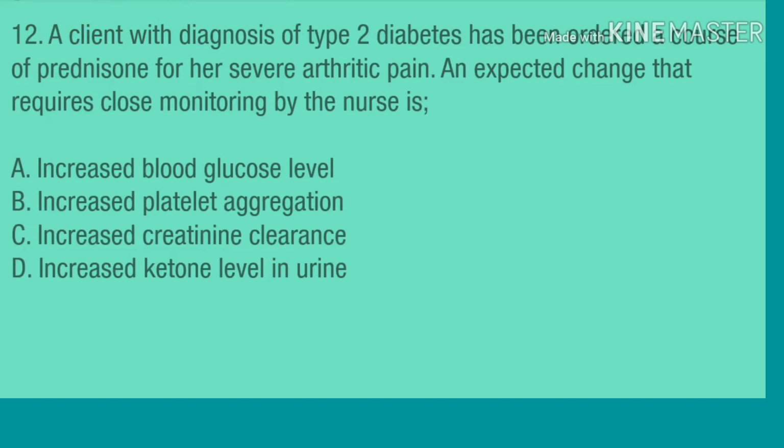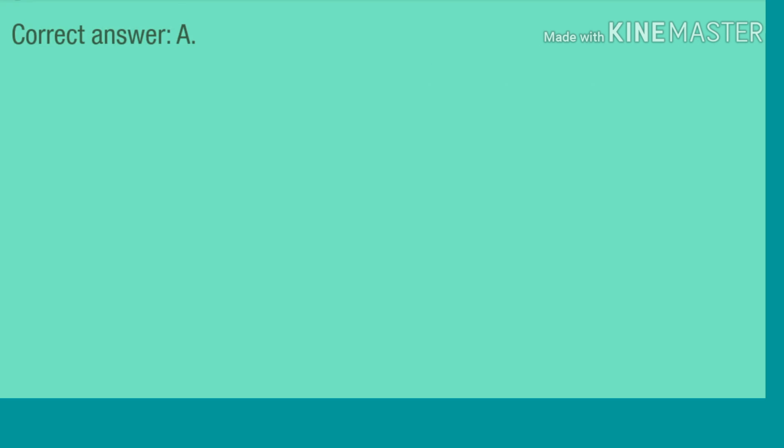Question 12. A client with diagnosis of type 2 diabetes has been ordered a course of prednisone for her severe arthritic pain. An expected change that requires close monitoring by the nurse is A. Increased blood glucose level. B. Increased platelet aggregation. C. Increased creatinine clearance. D. Increased ketone level in urine. Correct answer, A.